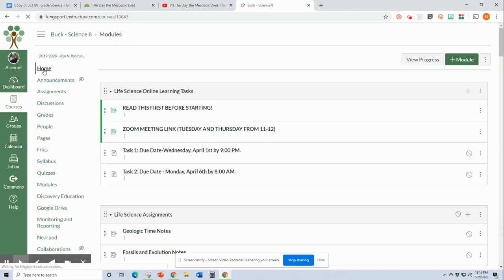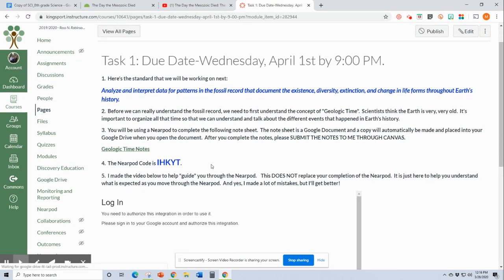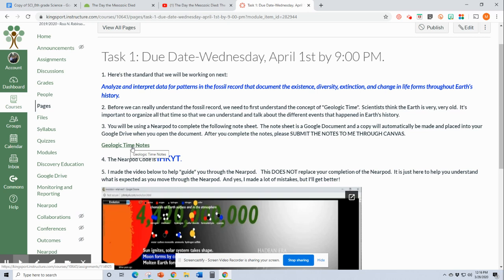Now remember that I'm back here on my task one. Again, mine works a little bit different. You want to get your note sheet opened up in a tab. And then I have a Nearpod for you. So here's the Nearpod code. If you have forgotten, you can go right there and find the Nearpod code. Since I'm the person that made the Nearpod, it may look different, but I'll just copy that. I'm going to click Nearpod.